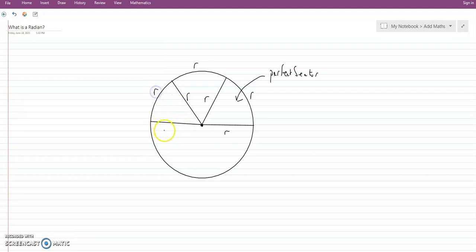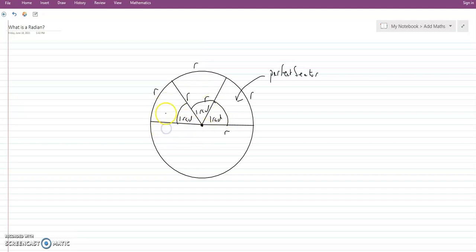So what does the perfect sector have to do with what we're looking at? The angle made by a perfect sector is defined as 1 radian. So let's see how many radians we have here. We have 1 radian, another radian, and another radian. We're almost at the semicircle. So we have 3 perfect sectors.